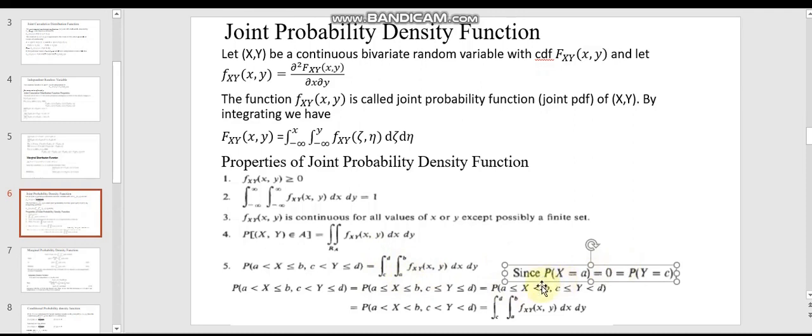Also, if the probability of x is greater than a and less than b, and random variable y is greater than c and less than or equal to d, we can write its probability by integrating the joint PDF along x and y, with x from a to b and y from c to d.